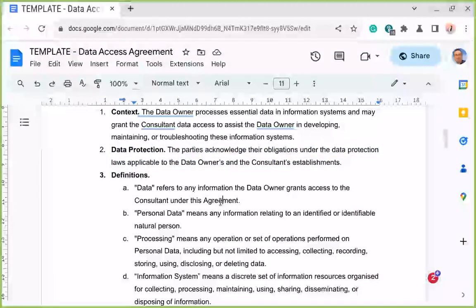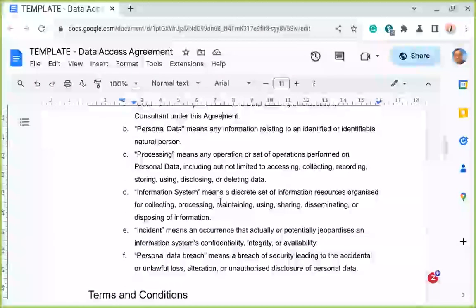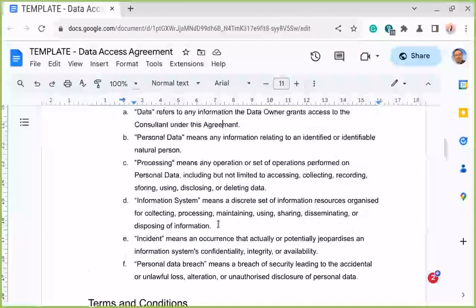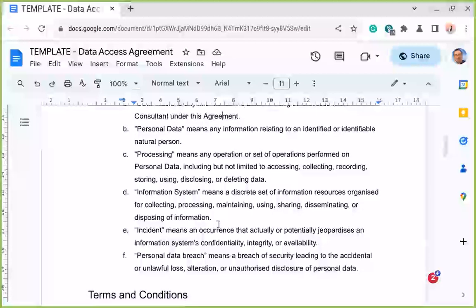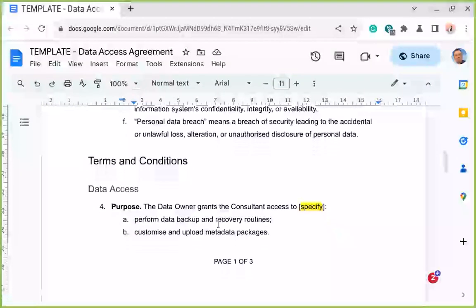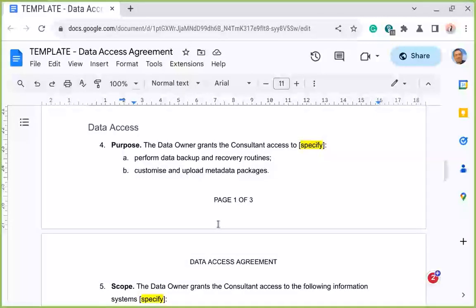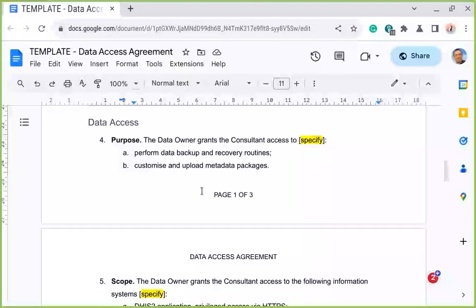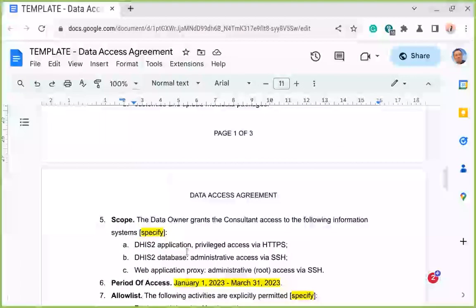We introduce some initial definitions for what's happening. And it has a strong focus on personal data, because under almost any personal data protection act, a party that processes personal data, both the organization and the consultant, have certain obligations in case of a data breach. So this kind of language protects us.